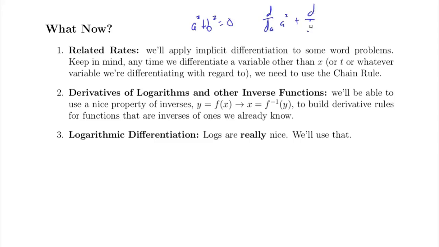Oops, let me write this a little bit more carefully. Equals 0. And we know we need to use the chain rule. But we could also differentiate this with regard to t or some other variable. And now all that means is that, hey, we use the chain rule on both of those pieces. Use the chain rule anytime you need to, anytime that variable of differentiation is not the same variable as what you have in the term.